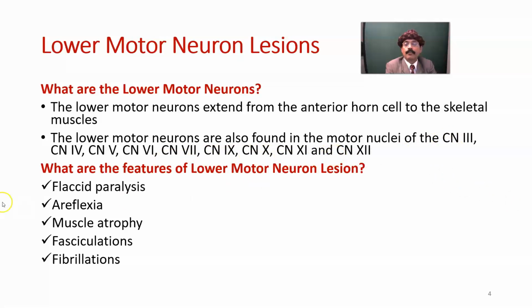Okay, so what are the features of lower motor neuron lesion? Flaccid paralysis, areflexia, muscle atrophy, and fasciculation, where a group of muscle fibers contract and it is visible over the skin. So that is a fascicle group contraction. Fibrillation is the contraction of individual muscle fibers, which should be checked by electromyography.